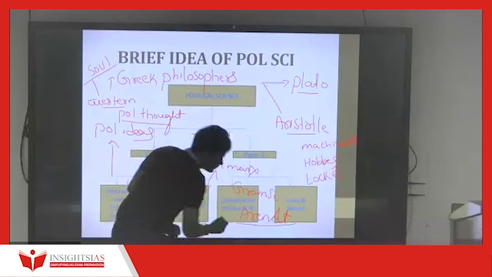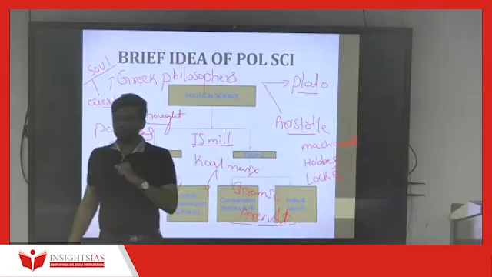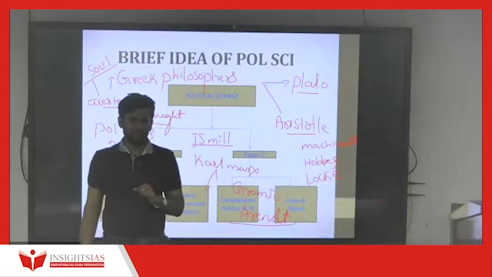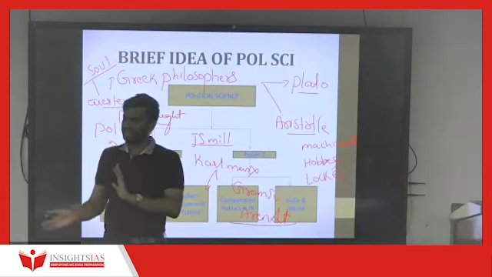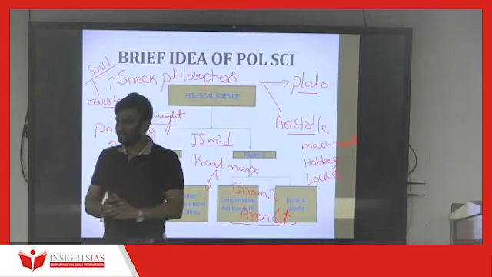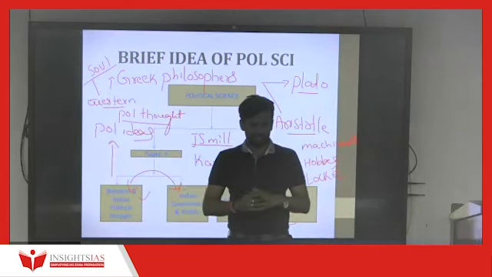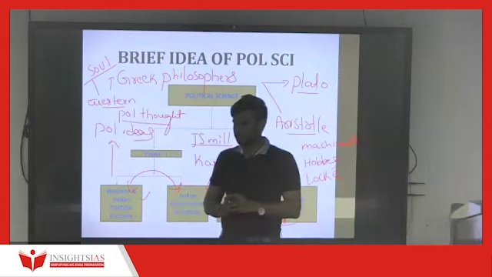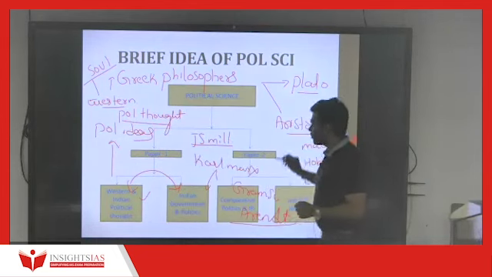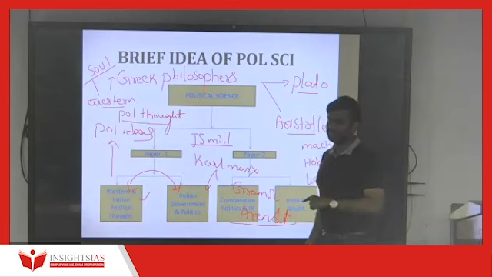Hannah Arendt. So she's a Jew. She was a victim of this Nazi rule of Hitler in Germany. So her ideas are shaped by the experience she had in that regard. So she mainly speaks about participatory democracy. She gives a new idea of what is power in that regard. So these are the 8 important Western thinkers we'll be reading in this particular paper.